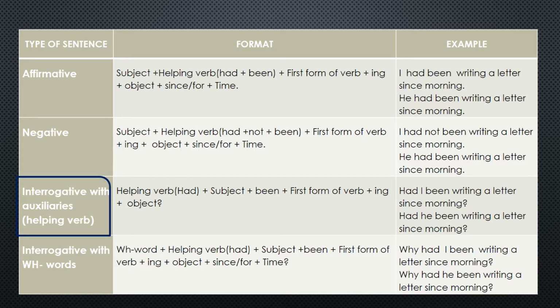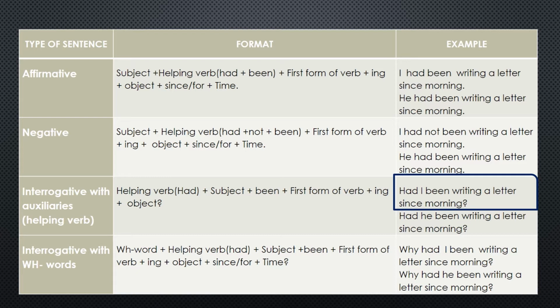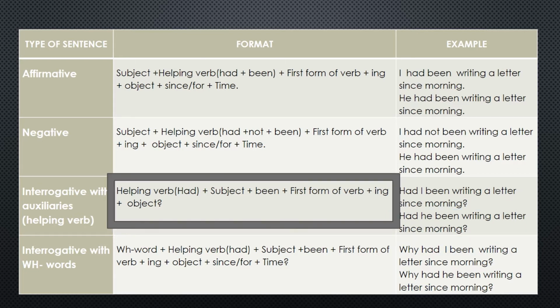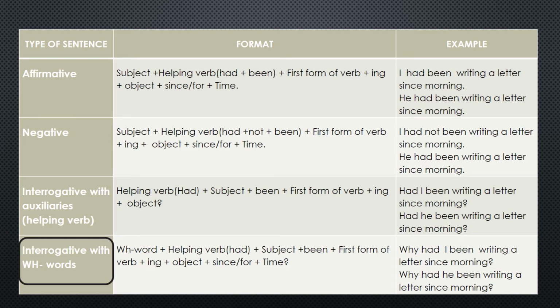The next type of sentence is interrogative with auxiliaries, helping verb. For example, had I been writing a letter since morning? Had he been writing a letter since morning? Its format will be like helping verb had, subject, been, first form of a verb plus ing, object, and with the sign of interrogation.